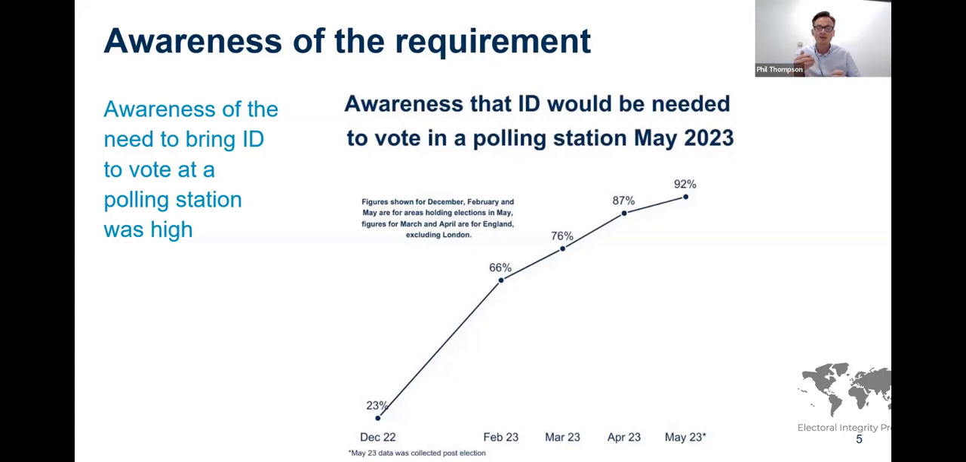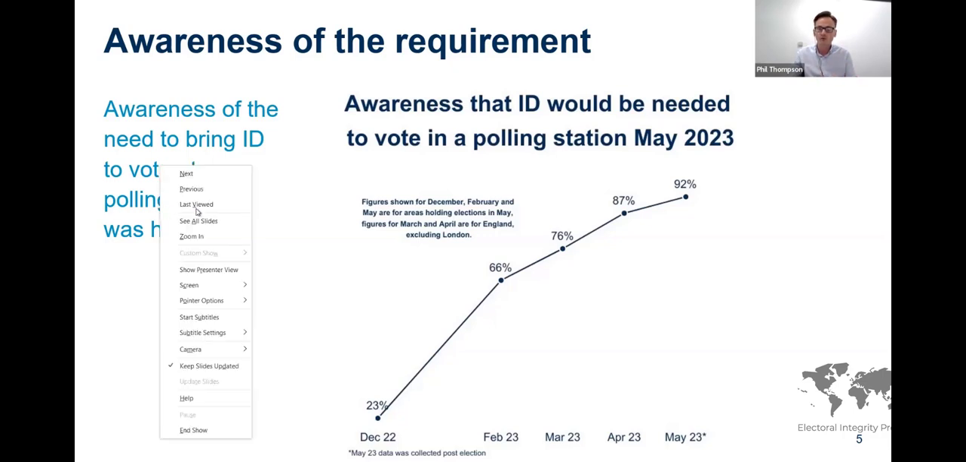And that, relative to other things that we see, is a really high result. I mean, 85% of people in our most recent survey knew you needed to be registered to vote rather than just turn up on the day. So you're in and around possibly the maximum that you might see, but it isn't 100%. So if you're looking for reasons why some people have turned up and not been able to vote, not everyone knew that you needed to bring ID.